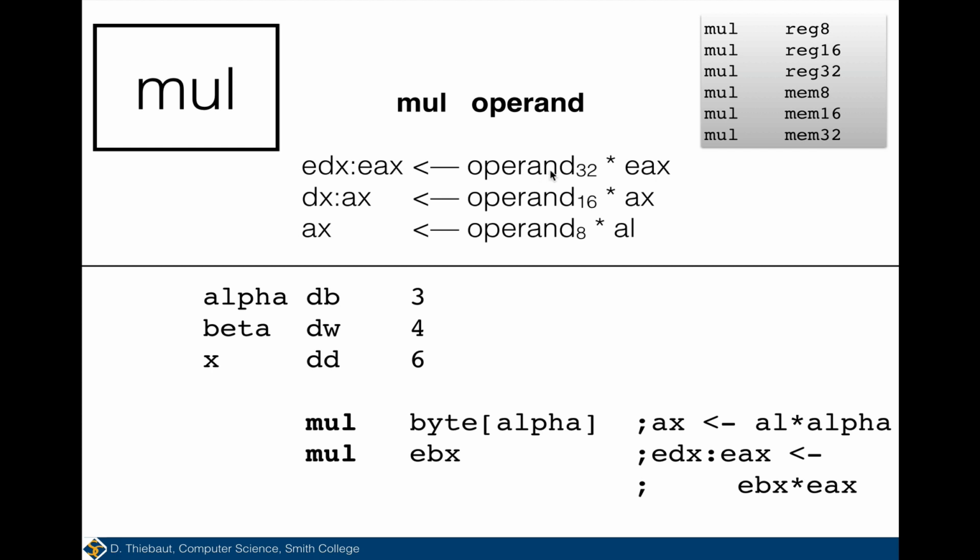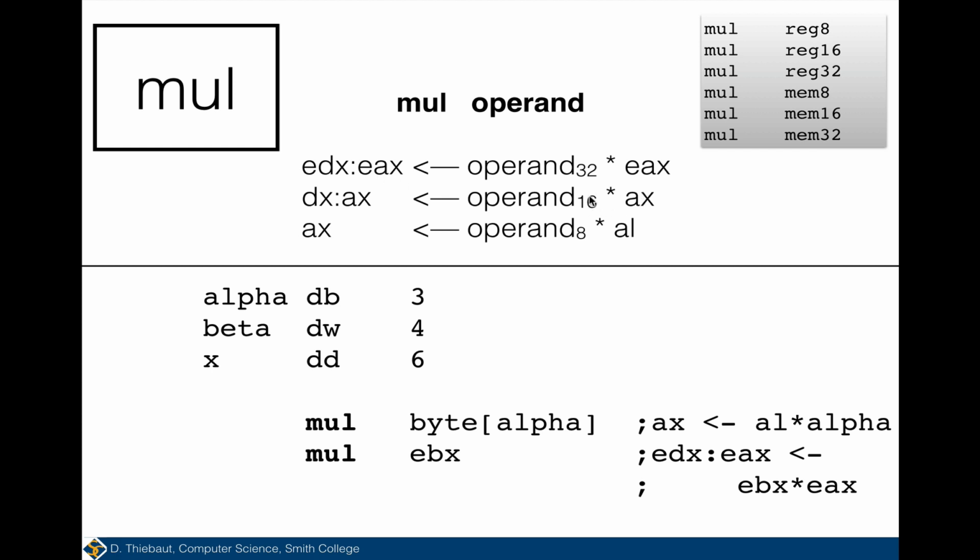Okay? If you multiply 32 bits by 32 bits, you get 64 bits. The lower 32 will go in EAX. The upper 32 will go in EDX. You have 64 bits and you have to store them in two registers. So the Pentium designers decided to do that. That was the rule they decided to adopt.